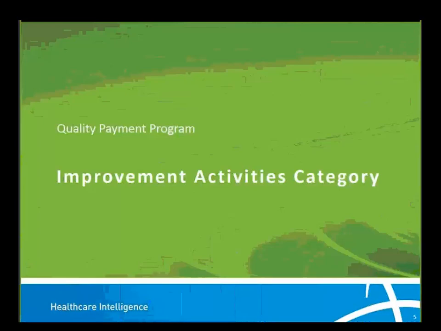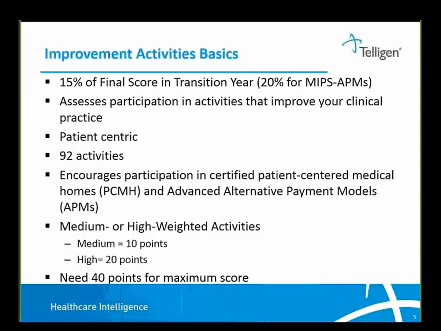Okay, so let's start off with that improvement activities category first. This category accounts for 15% of your final score in this 2017 transition year for those participating in MIPS, or if you are participating in a MIPS APM, it will account for 20%. These improvement activities assess your participation in activities that improve your clinical practice, really looking at evolving into a patient-centric approach. There are many activities, 92 to be exact, from which you can choose.